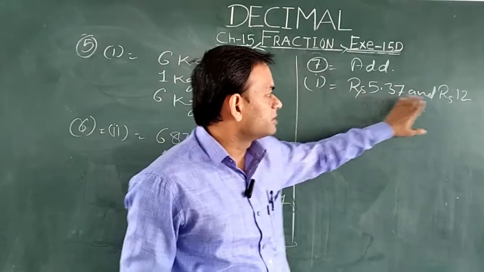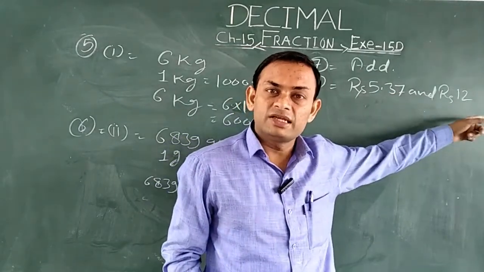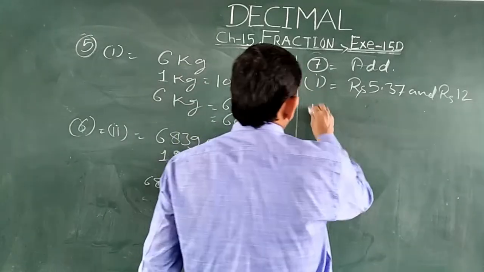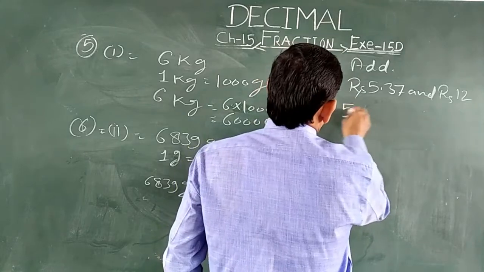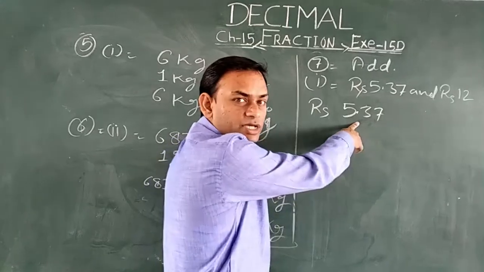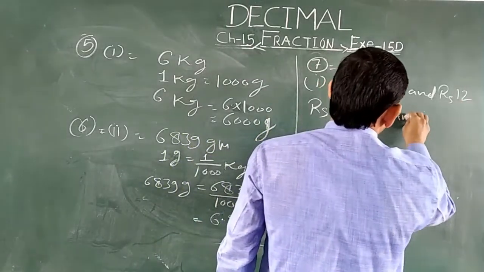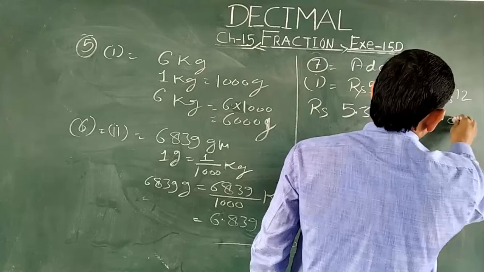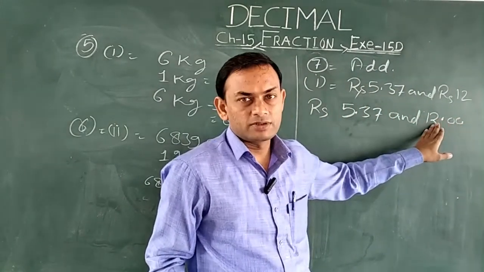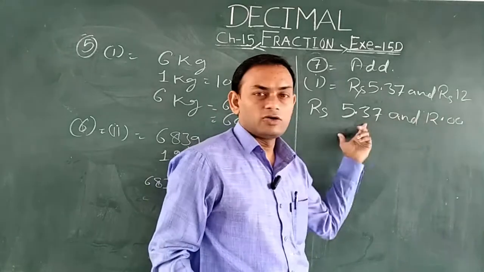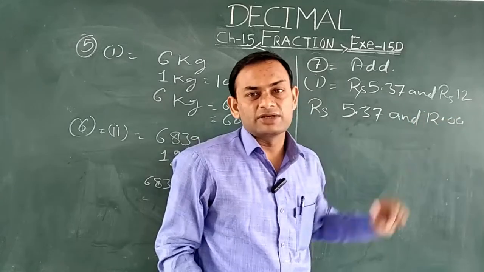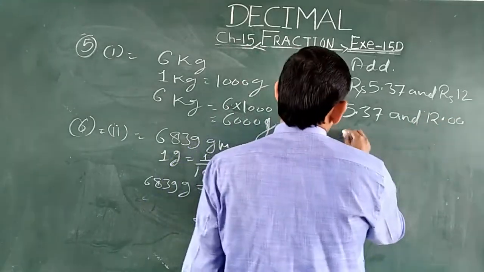You can see here this is a decimal but this is not a decimal. So we will change the 12 into a decimal number. How? It is 5.37. After the decimal, 2 digits are there, but here no digits. So we will change it into a decimal by writing 00 after the decimal. Now both values are decimal numbers and like decimal numbers. Now we can add it very well.